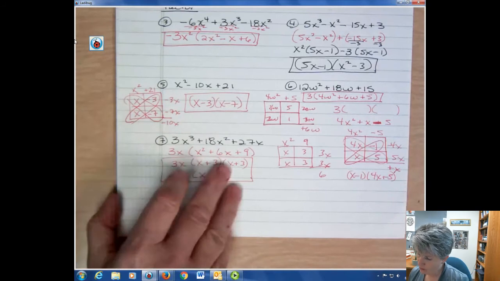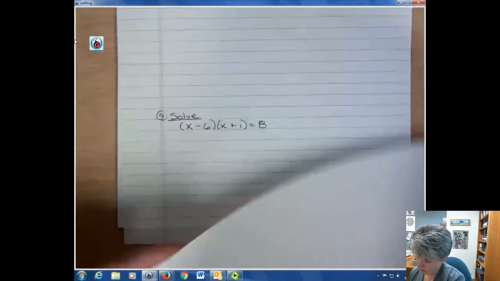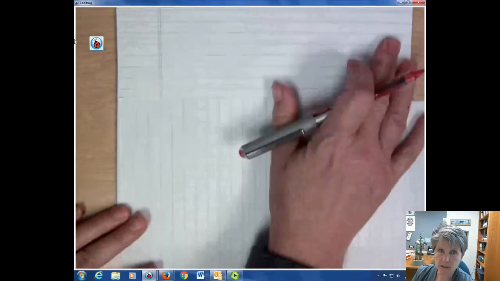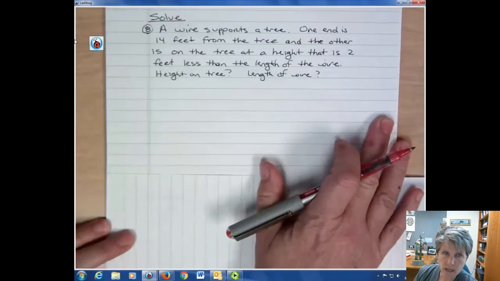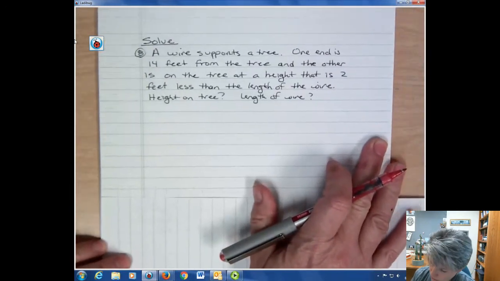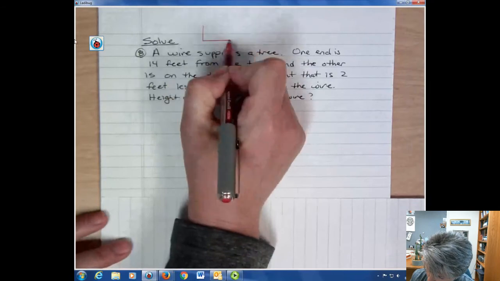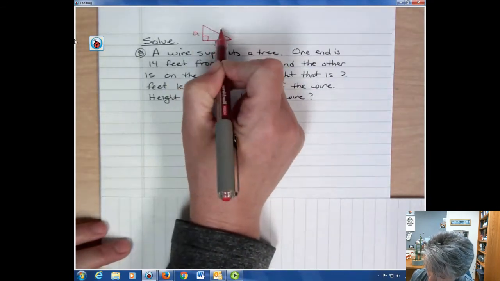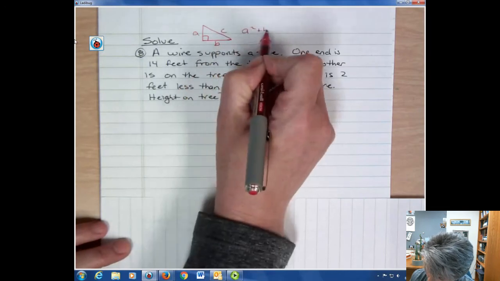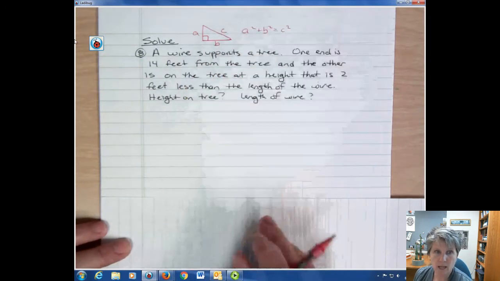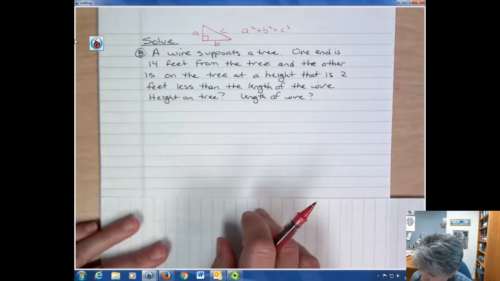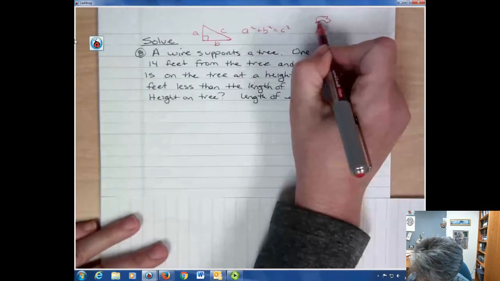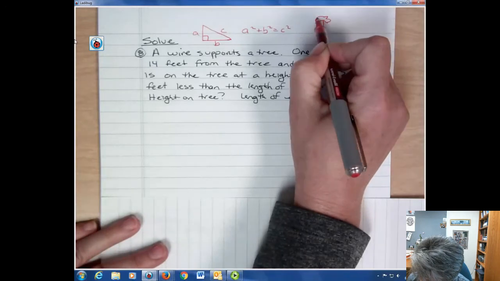Okay, for chapter 5, the next problem is this thing about Pythagorean Theorem. So Pythagorean Theorem says that a squared plus b squared equals c squared. Remember, that is if we have a right triangle and a and b are our legs and c is the hypotenuse, then a squared plus b squared equals c squared. And this one says a wire supports a tree, so here's our tree.